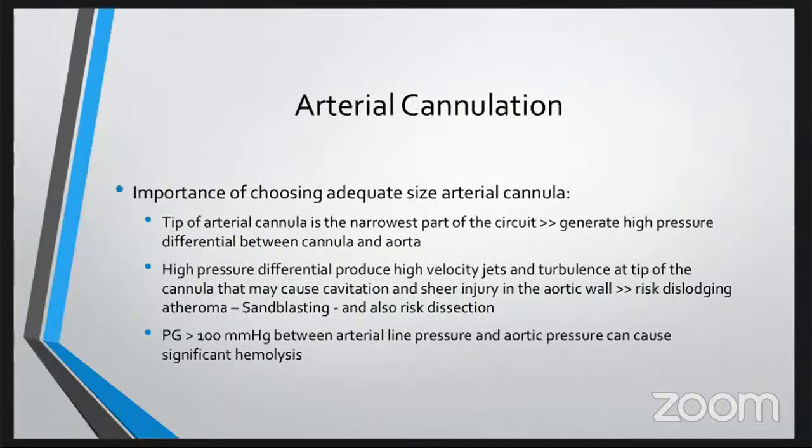For arterial cannulation, it's important to choose an adequate size arterial cannula. It's not only important to achieve a good flow, but it also decreases the risk of dislodging atheromas and the risk of hemolysis. The tip of the cannula is the point of maximum pressure of the circuit, and if the pressure there exceeds 100 millimeters of mercury above the mean, the risk of hemolysis is significant.